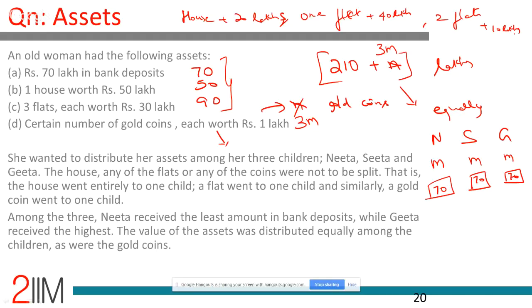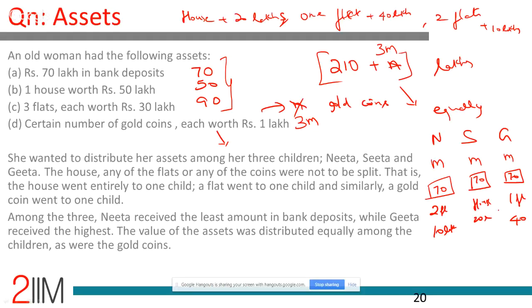Among the three, Nita received the least amount in bank deposits, so Nita gets 2 flats and 10 lakhs, while Geeta received the highest. Geeta gets 1 flat and 40 lakhs. That means Sita should have got 1 house and 20 lakhs.